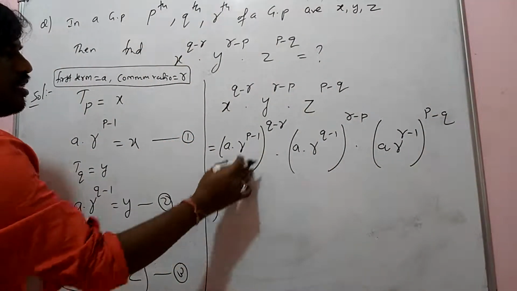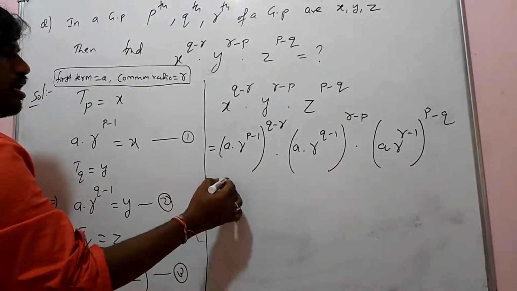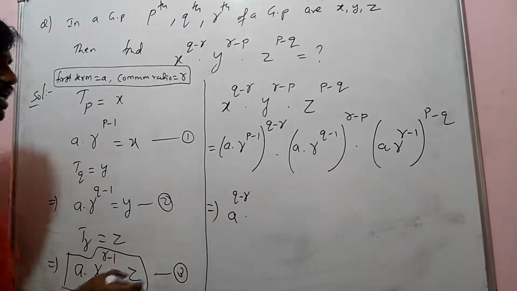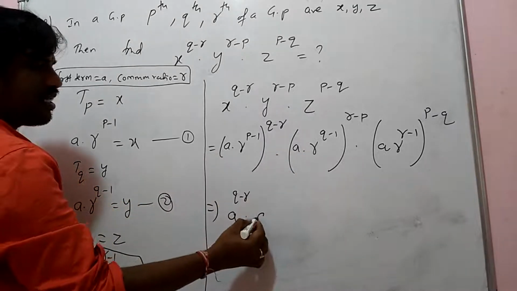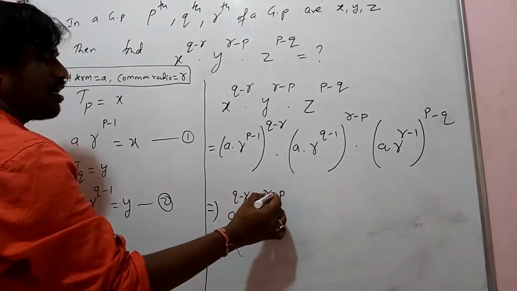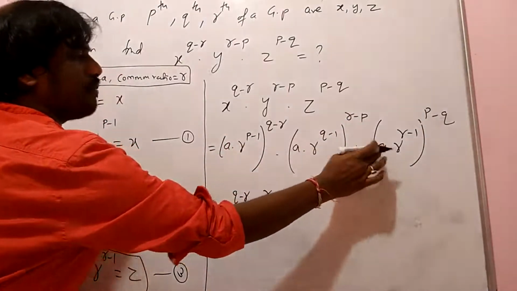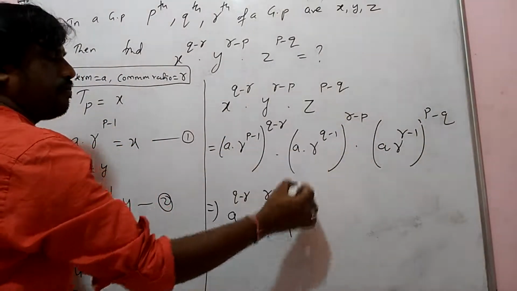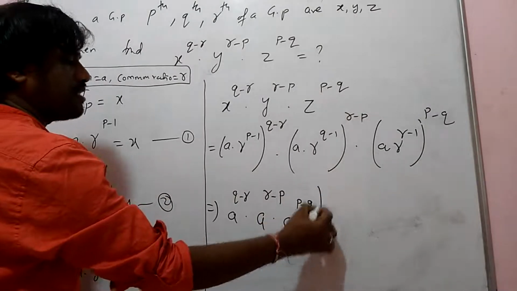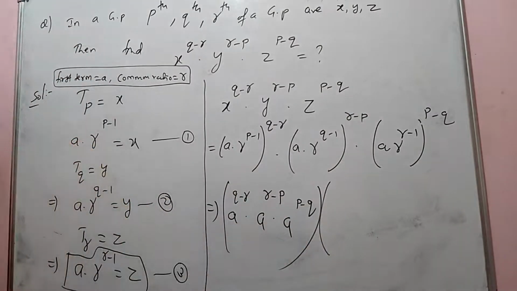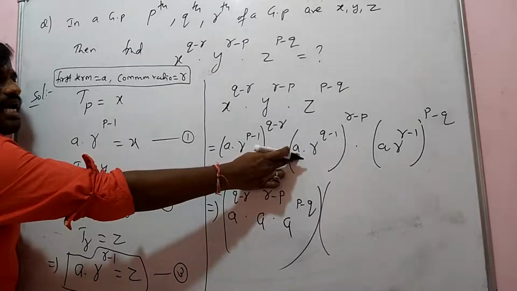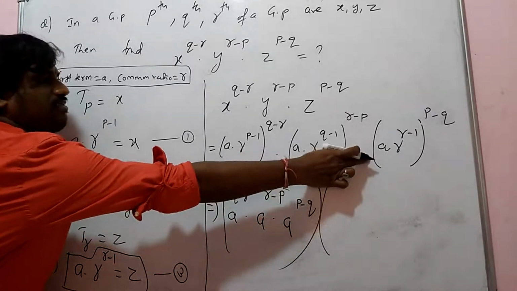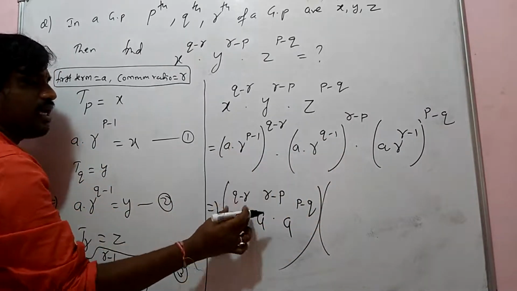So what I can write here, we can separate this one: a into r power q minus r, a power. So we are separating the power here. Here from this we get a into r power r minus p, and from this term a power we get p minus q. What I am doing here is separating all the a's powers. From this term, a power is q minus r. From this term, a power is r minus p. From this term, a power is p minus q. So I wrote the a's separately.